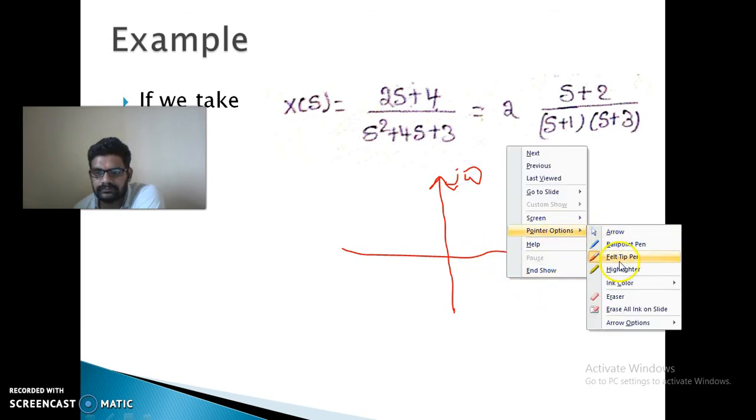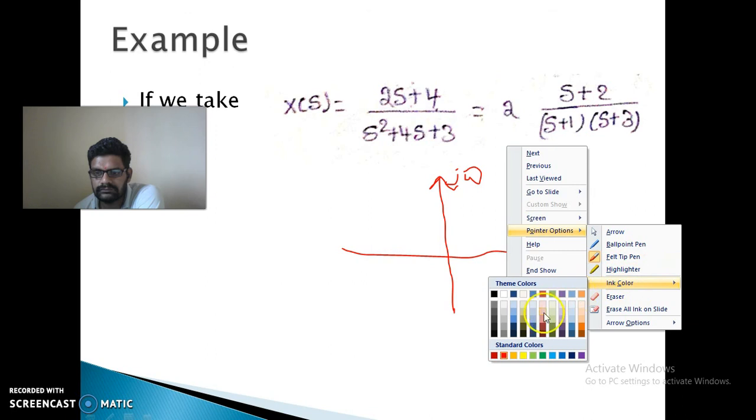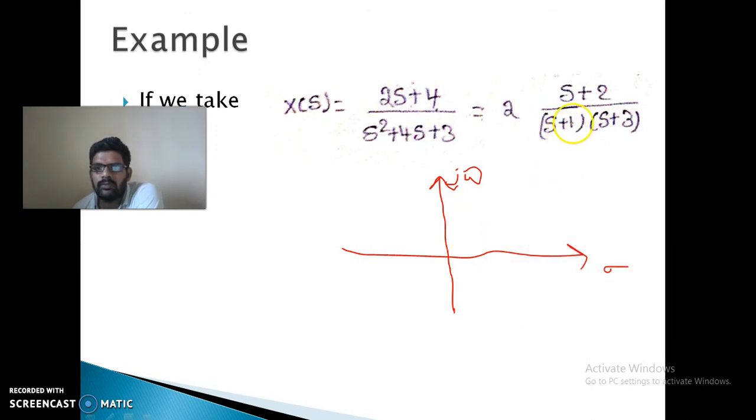We are having a pole at s equal to minus 1. So this is a pole. And we are having a pole at minus 3. And we are having a zero at s equal to minus 2. This is the zero. Like that, we have to represent the pole-zero plot.